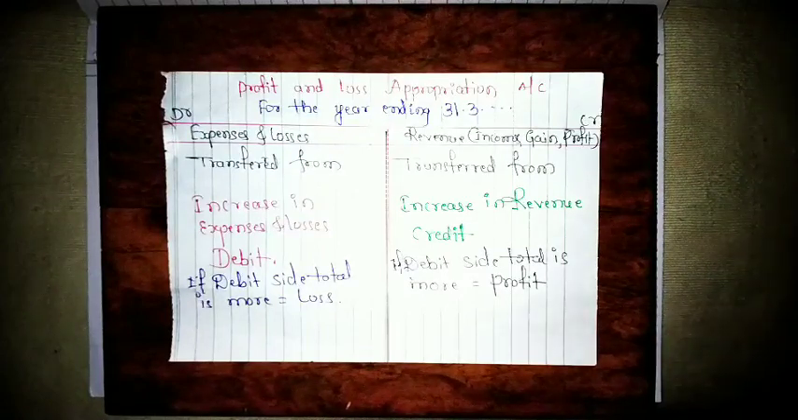This is enough. Suppose the credit side is more, there is a profit. If the debit side is more, there will be a loss. Okay, note it down. Then I'll continue. Today's class is a running class. It means whenever I write, you should also write. Okay, next.